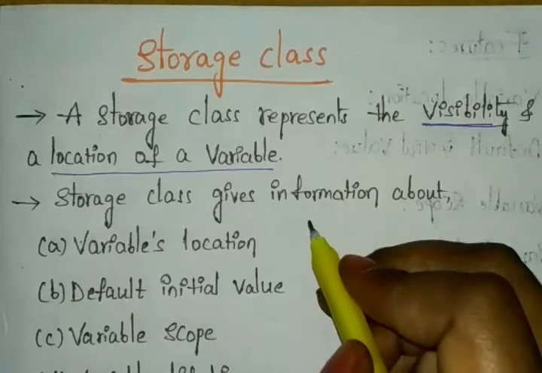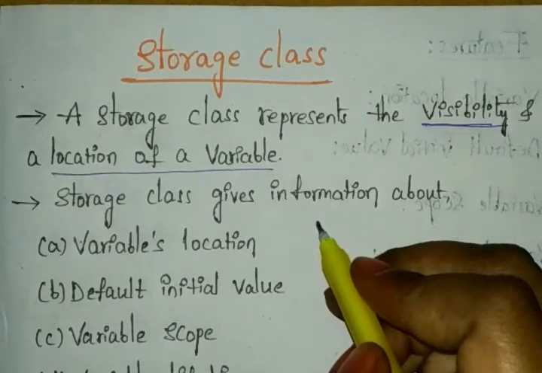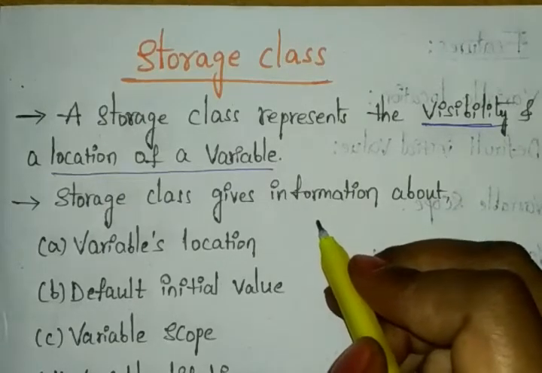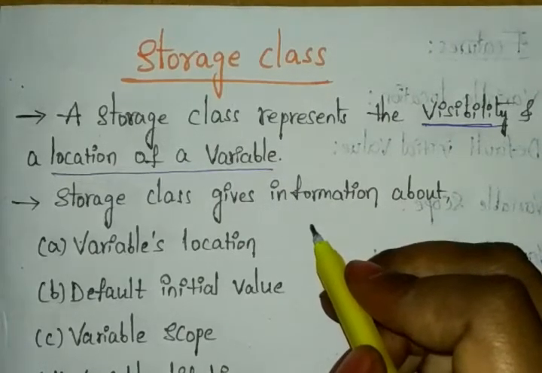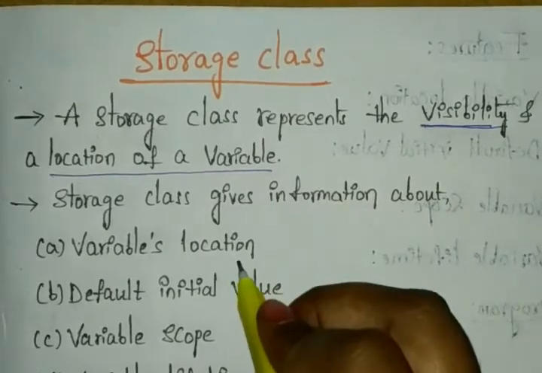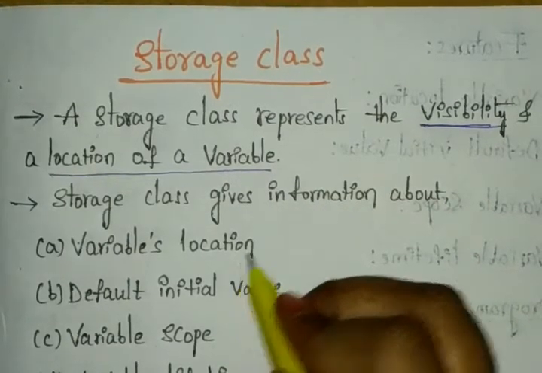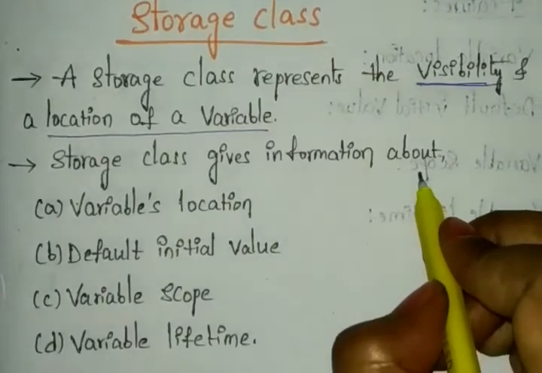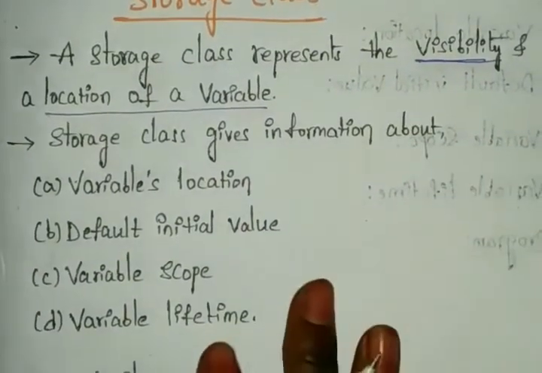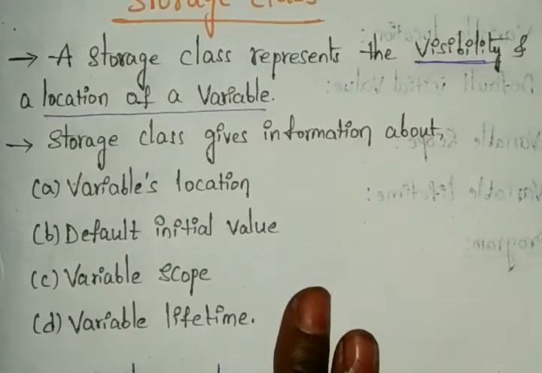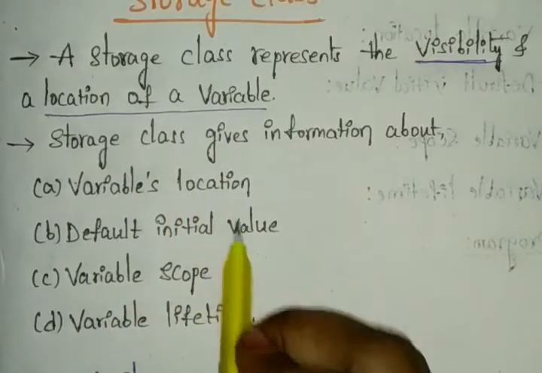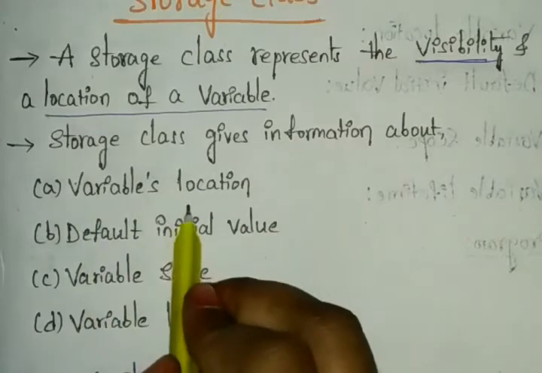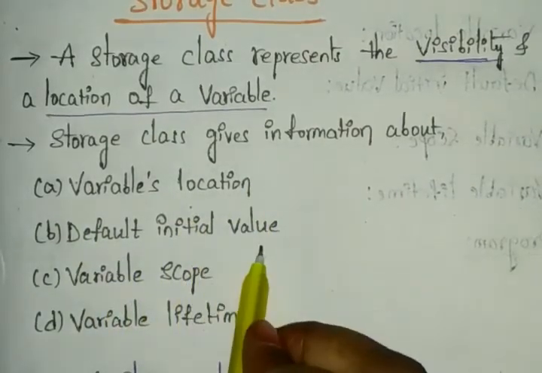These storage classes are one type of part of the code. When you write the code for the program, it is a part of the code, and we can access the variable in an easy way. These storage classes give some information about the variable location. Normally, what do we use these storage classes for? For variables only, right? So these storage classes give information about the variable's location and the default initial value.